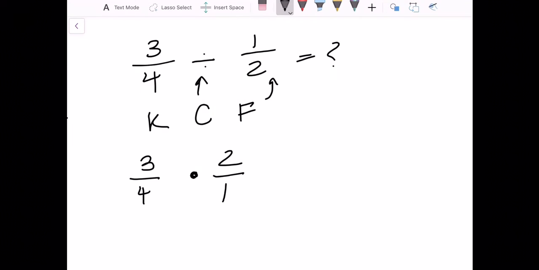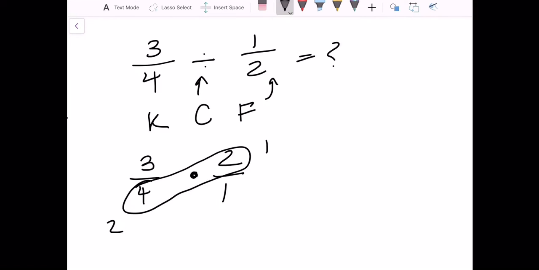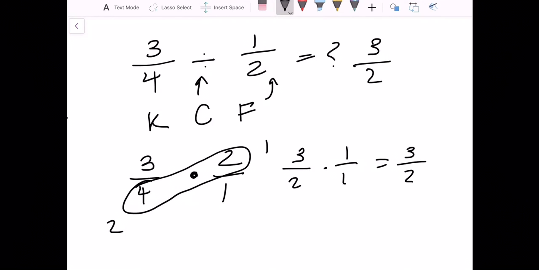Now in this case, we can do some cross-simplifying, just like in multiplication. So this will be 2 and this will be 1, and you'll get 3/2 times 1/1, which will just be 3/2. So 3/4 divided by 1/2 is 3/2. In that sense, you can see that division is just multiplication, but you have to make sure that you get the reciprocal, or the flipped version, of the second fraction.